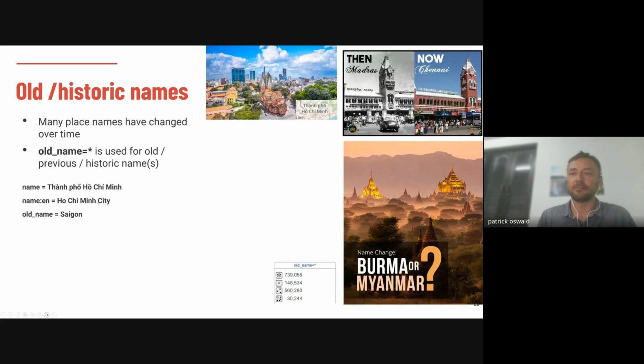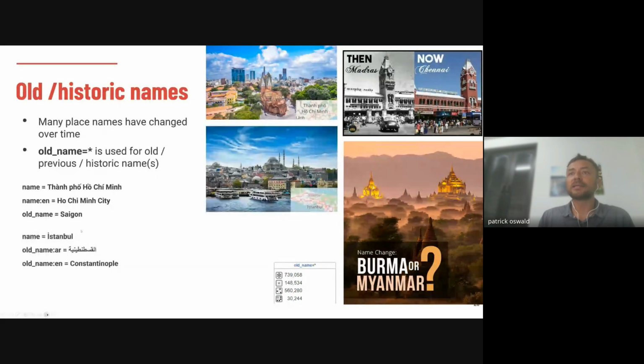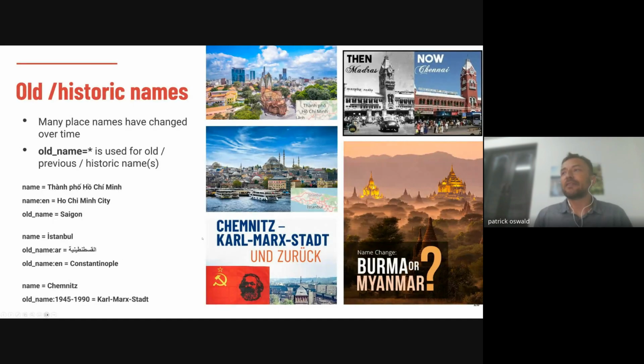Another example is Ho Chi Minh, or the name is actually Thanh Pho Ho Chi Minh, or Ho Chi Minh City. In English, the old name is Saigon. Or another example is Istanbul, the biggest city in Turkey. Now it's called Istanbul, here written in the Turkish way. The old name in Arabic is like this. The old name in English is Constantinople, written like this.